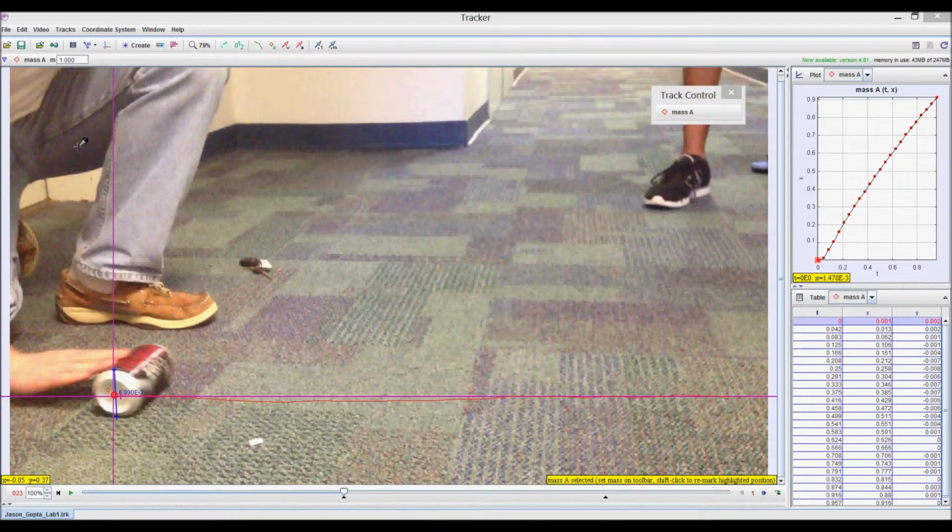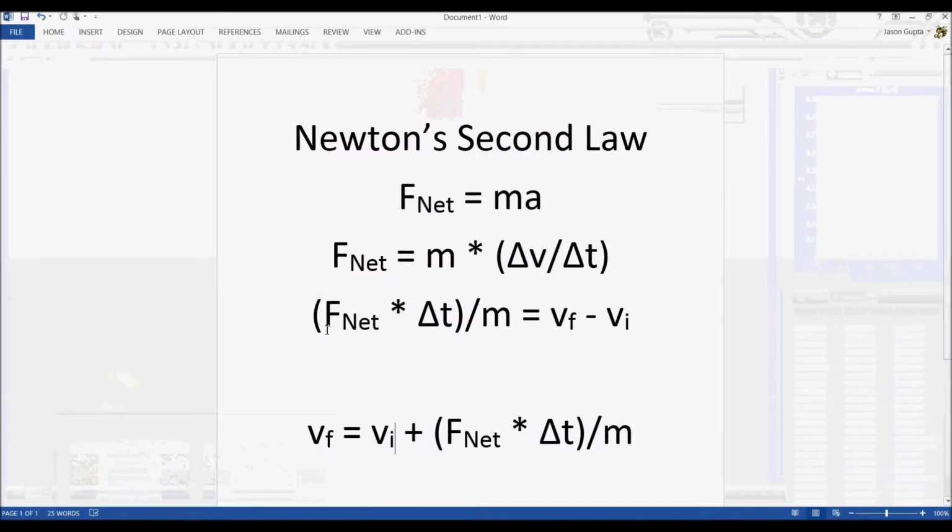Hello, today we will be observing the effects of Newton's second law by analyzing the motion of a Coke can and comparing it to a computational model. As you can see here, the Coke can has a diameter of 0.0699 meters. It's going to also be traveling across a carpeted floor. In order to observe this motion, we should first understand Newton's second law.